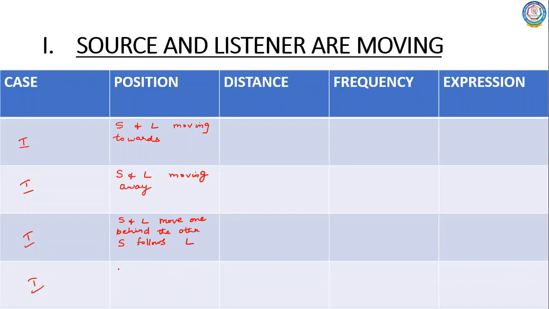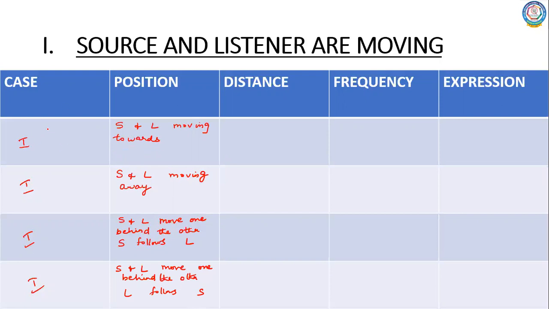And the fourth one is again source and listener move one behind the other. Now this time listener follows source. So this will be the next condition, right? Listener follows source, right? Now I'm going to just represent it through a diagram, just for your better understanding.